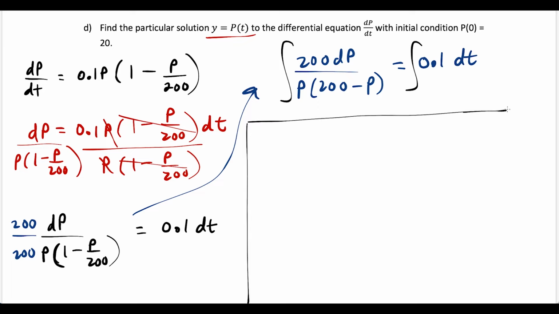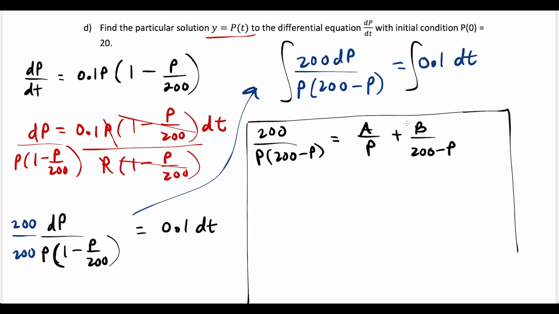So this is just algebra that we're doing in this section here, that I'm going to take 200 over p times 200 minus p, and I'm going to set this equal to a over p plus b over 200 minus p. And now for something like this, what you want to do is make common denominators between these two terms. So for this, I'm going to move this over a little bit just to make space. And we have to multiply this term by the denominator of this term on top and bottom. So we're going to be multiplying by 200 minus p over 200 minus p.